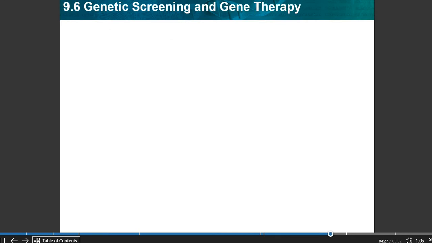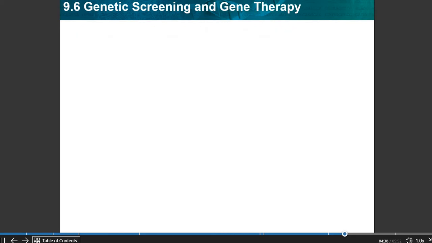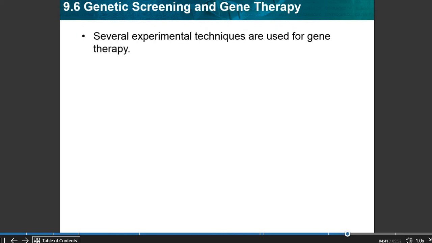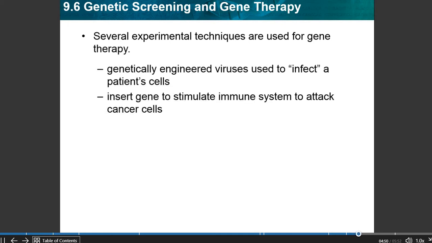Gene therapy is something else that can be done. Gene therapy is the replacement of faulty genes. So gene therapy replaces defective or missing genes or adds new genes to treat a disease. Several experimental techniques are used for gene therapy. Genetically engineered viruses are used to infect patient cells, and that virus will insert the gene to stimulate the immune system to attack cancer cells. You can do that.